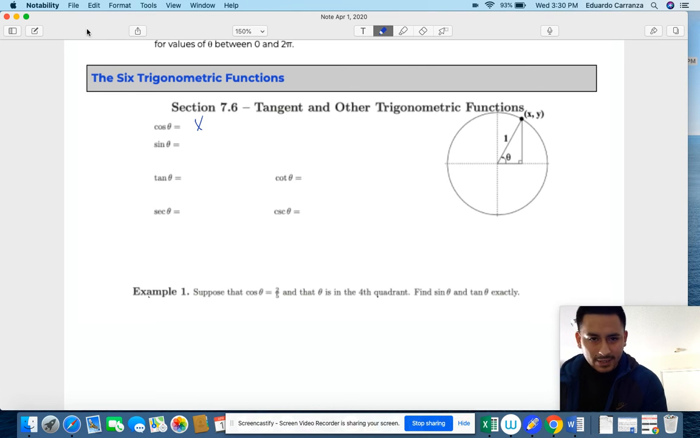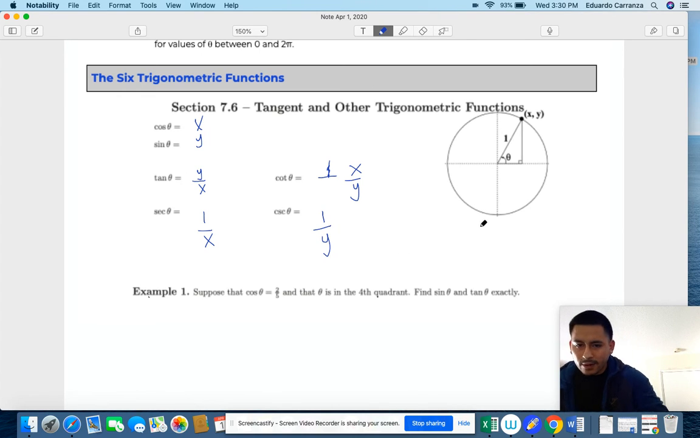Okay, sine of theta is equal to y. Tangent of theta is equal to y over x. Secant of theta is equal to 1 over x. Cool, that looks better. Cotangent of theta is the reciprocal of the tangent function, so it is equal to x divided by y. Cosecant of theta is the reciprocal of the sine function, so it is equal to 1 divided by y.